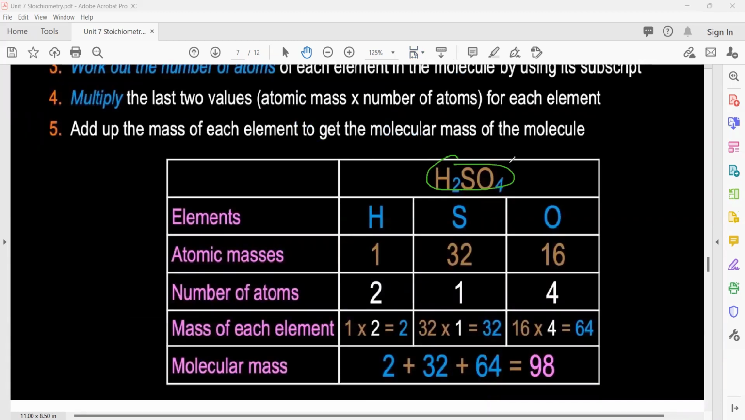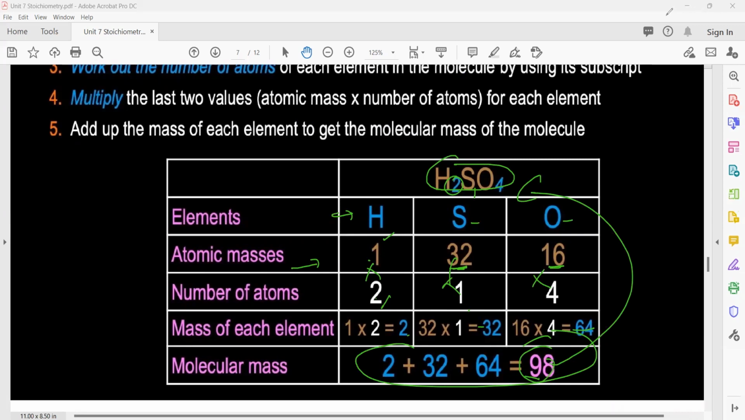H2SO4. This is sulfuric acid. So first thing they said is elements. What? Hydrogen, sulfur, oxygen. What is AR of this one? 1. What is AR of sulfur? 32. What is AR of oxygen? 16. Number of atoms? Hydrogen is 2. You wrote here. Sulfur is 1. Oxygen is 4. Now multiply them. Here you got it. 2. Here 32, here 64. Now add all of them. So 98 is MR of sulfuric acid.